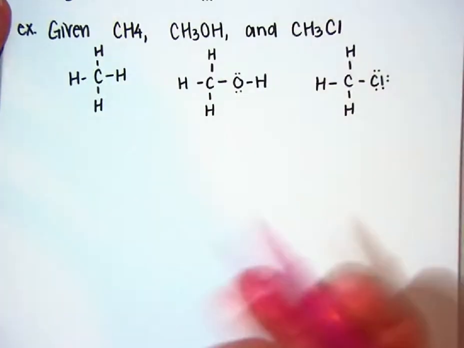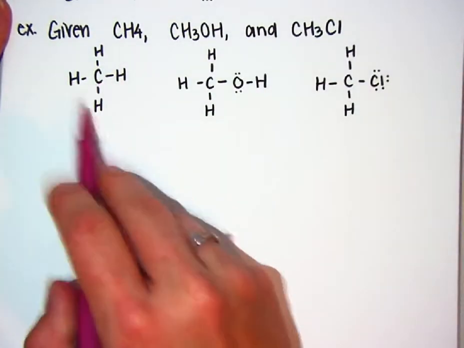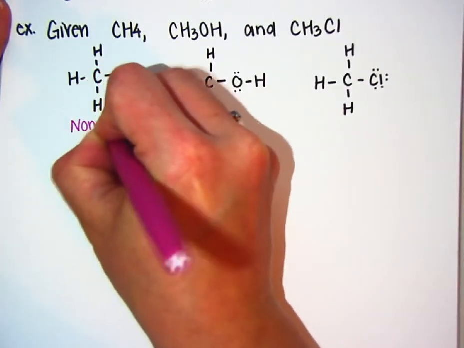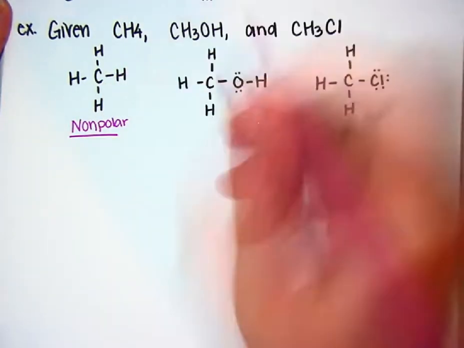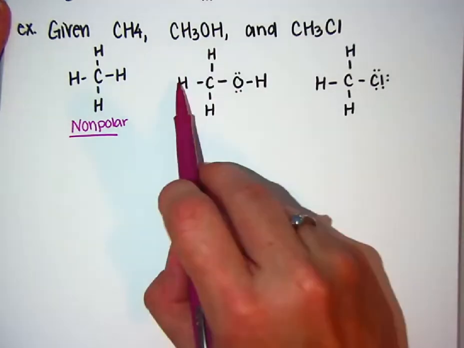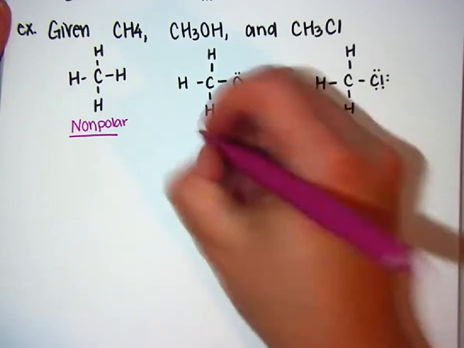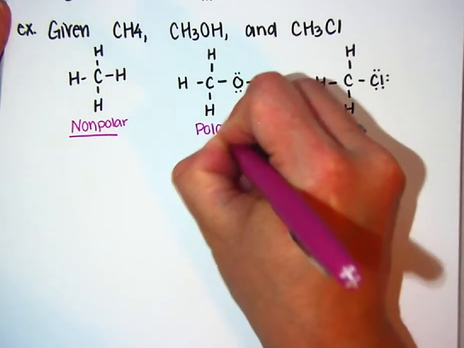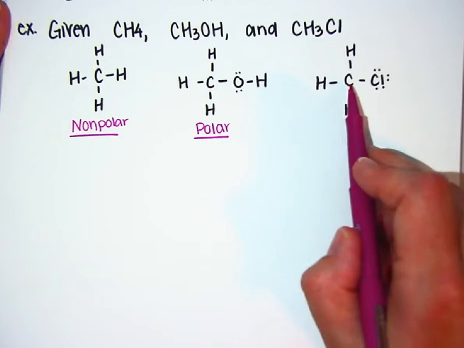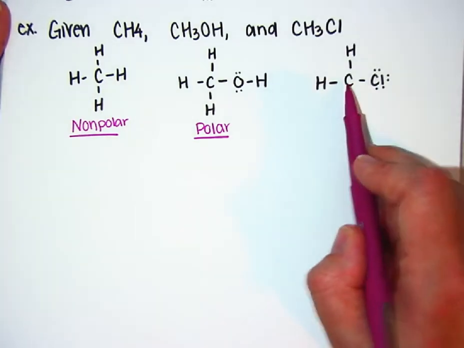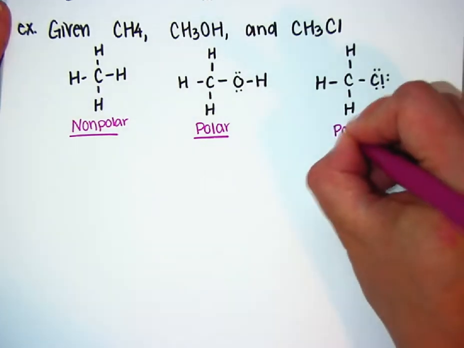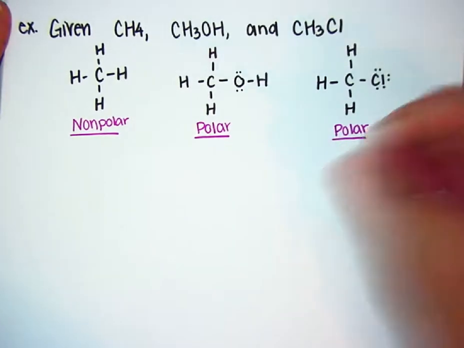So first, let's go through and figure out polarity. Look at your central atom. Everything attached to it is the same. It is completely symmetrical. This is nonpolar. Look at your central atom. Is everything attached to it the same? No. Hydrogen, hydrogen, hydrogen, oxygen. Because this one is not symmetrical, it is going to be a polar molecule. Last one. Look at your central atom. Then look at its attachments. Hydrogen, hydrogen, hydrogen, chlorine. Since all of those attachments are not the same, it is asymmetrical. This is a polar molecule.